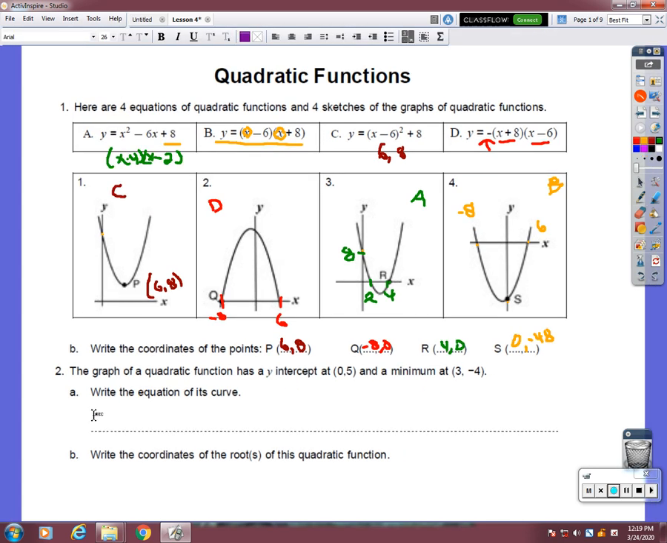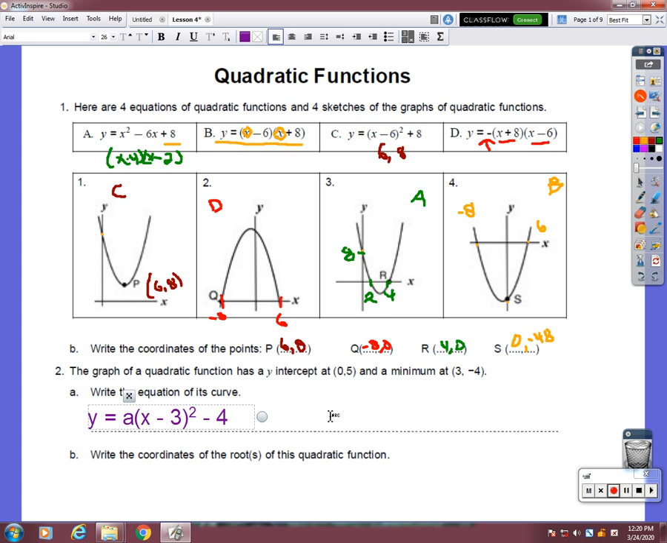So, to find the equation, since it's given us the vertex, I'm going to say y equals a times x minus the x coordinate of the vertex, which is 3, squared, plus, which is minus in this case, the y coordinate of the vertex, negative 4. And then to figure out what a is, I'm going to use this point right here, 0, 5, plug that in there and solve for a.